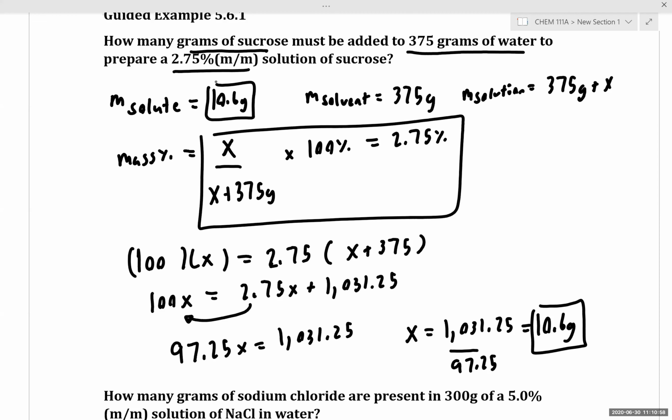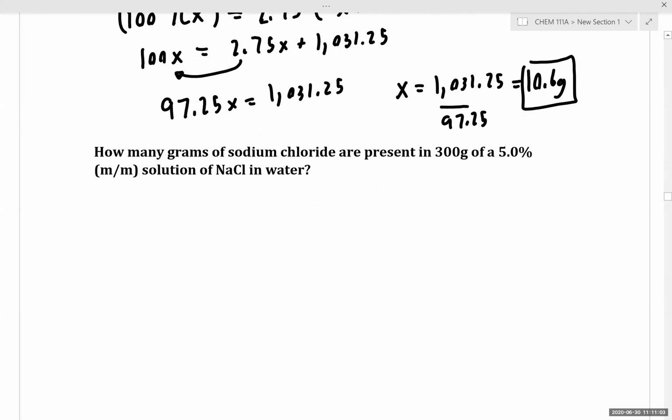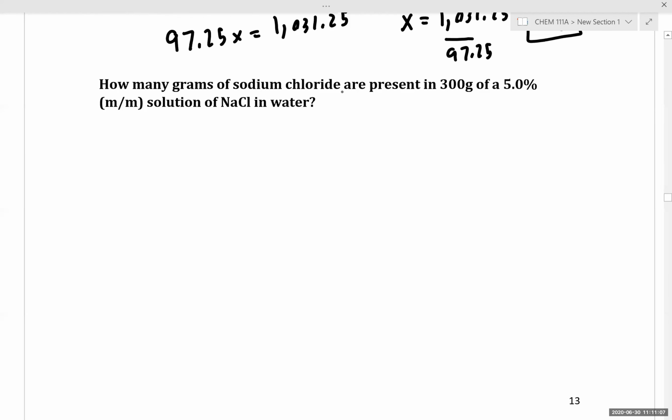If not, let's test our understanding of this concept by trying to answer the following problem. In this problem, we're asked how many grams of sodium chloride are present in 300 grams of a 5% mass over mass solution in water. I'd like you to take about 3 to 4 minutes to work through this problem. If you have any questions, don't be shy to submit your questions or responses.